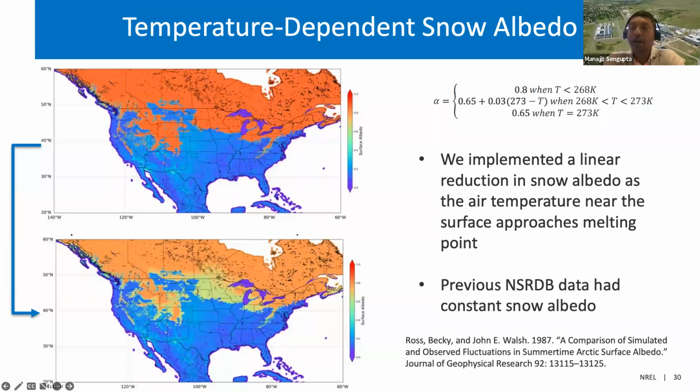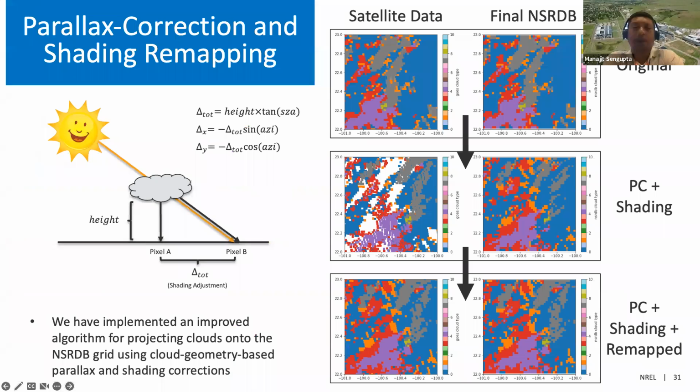This model essentially varies the albedo based on ground temperature. The concept is that as snow melts into water, the reflectivity of the albedo goes lower. So this model essentially depends on the air temperature close to the surface. And it's a model which is used by a lot of people in atmospheric science. So next slide, please.